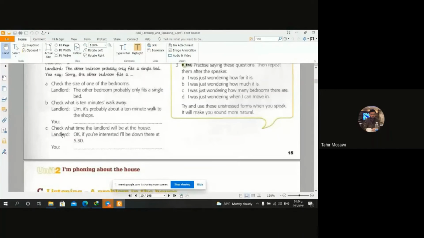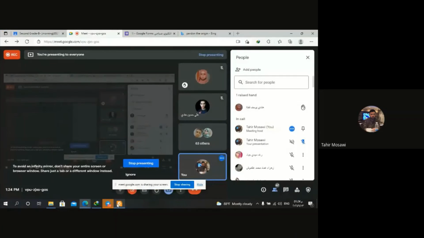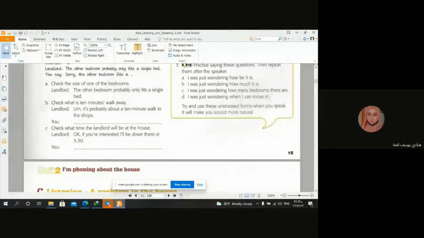اوكي خلينا نجرب ويا الأخيرة. اوكي if you're interested I'll be down there at 5:30. انت ما سمعت الوقت، هو قال انا موجود اذا تريد ساعة وانقطع الصوت، فانت تقول له انت موجود الساعة، هو راح يقول لك 5:30. يس هنادي. Yes, sir. Sorry, you will be down there at. Very good. Yeah. ايضا جيد جدا.